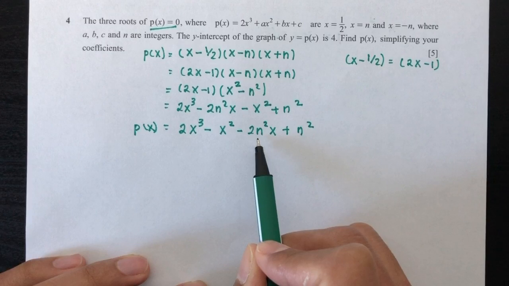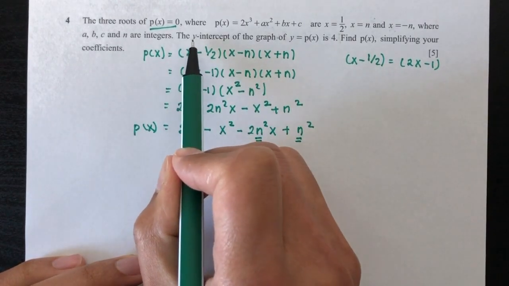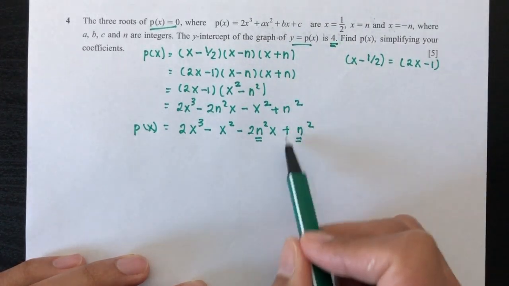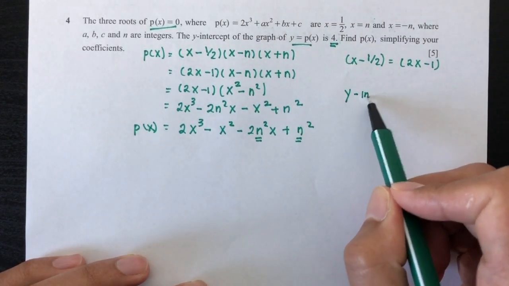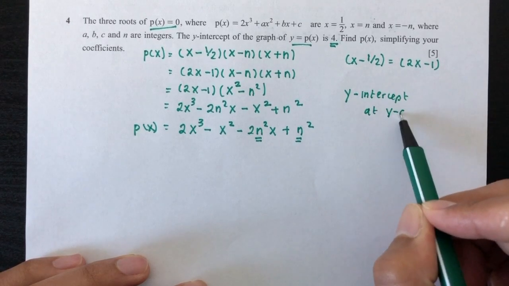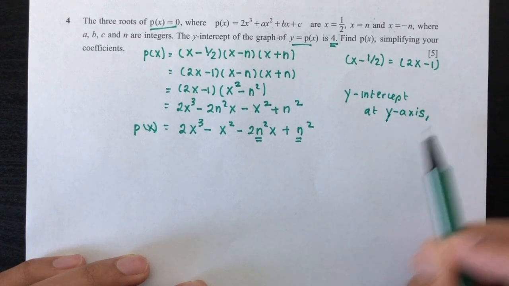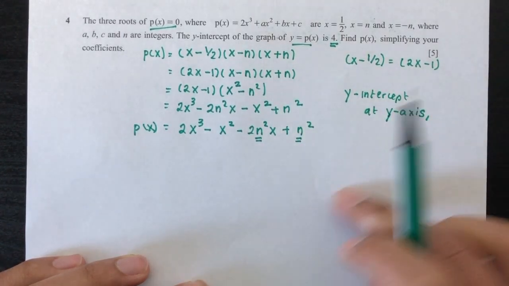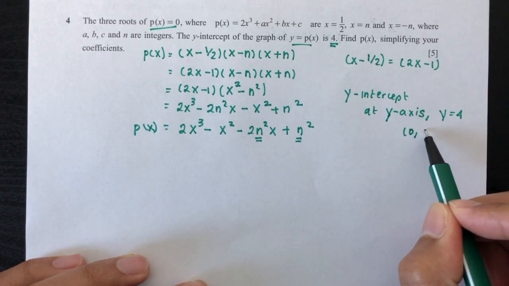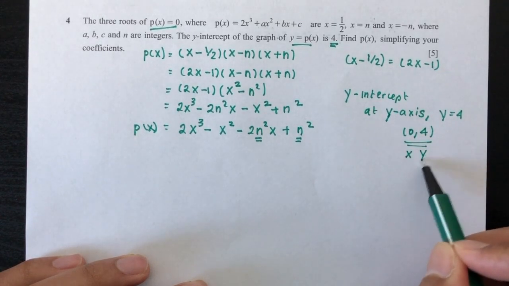So now we have to find the value of n, right? So we have to use this information. It says the y-intercept of the graph is 4. So y-intercept, what does it mean? It means that at the y-axis, the value is 4. So basically the curve cuts the y-axis at the value 4. So at x equal to 0, the value of y is 4. This is what it means.